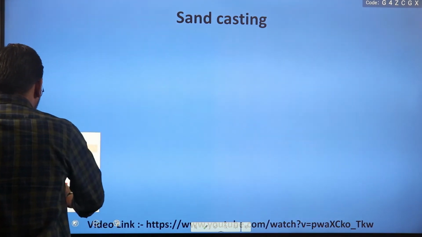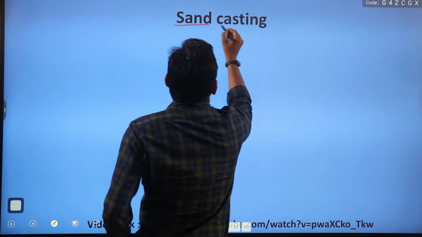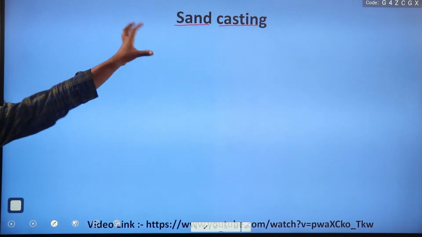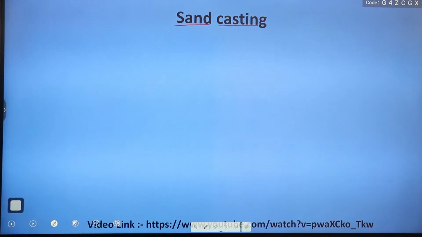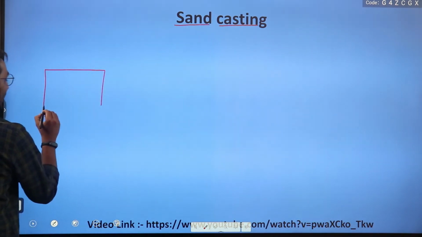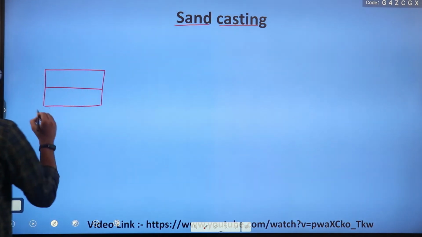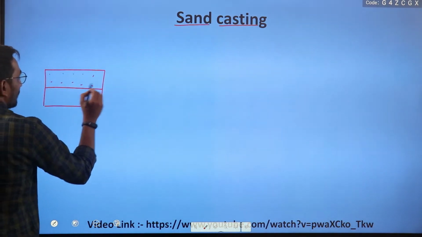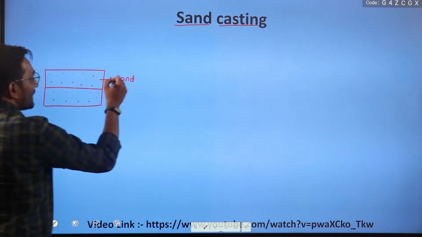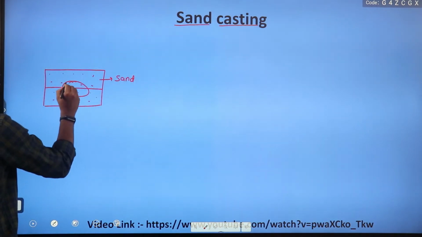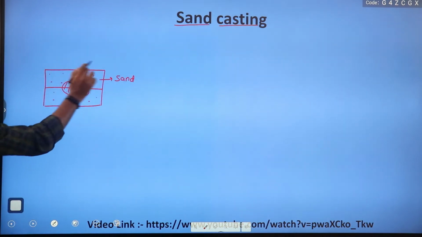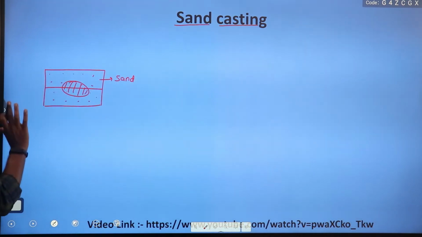We will explain what this sand casting is. Sand casting means that the mold cavity or the mold is made up of sand. Suppose, let us say this is a mold cavity, this is cope and drag. So here we have sand. So this is a sand casting, and in between we have some cavity. So this mold is made up of sand, right?